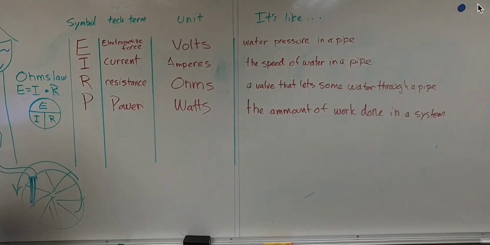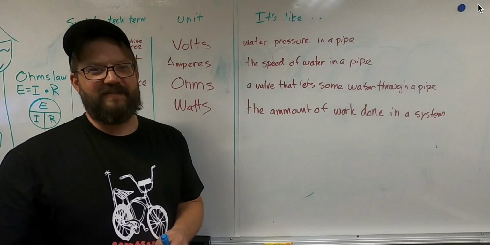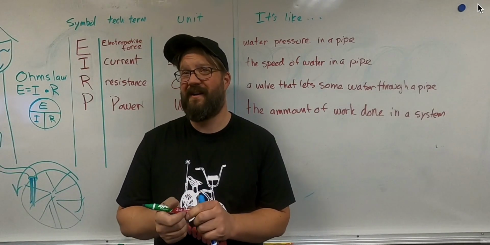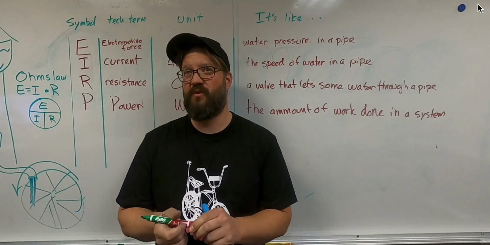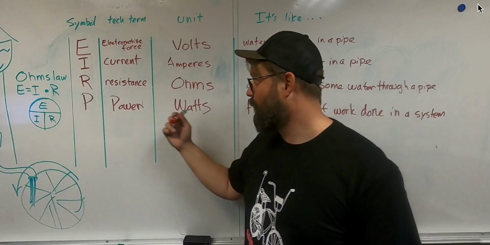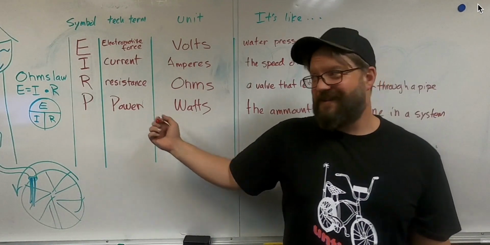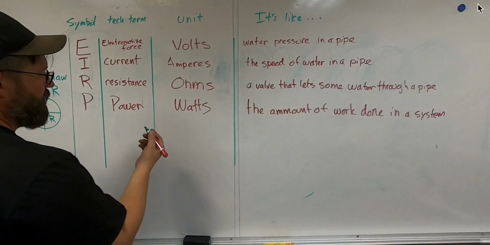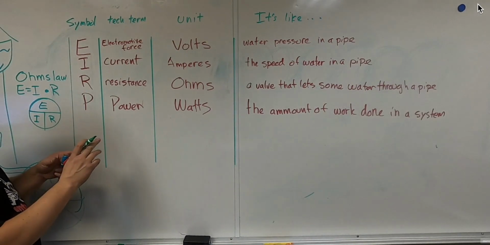EIRP. There you go. Those are the ones. So watts is technically the amount of work done in a system in terms of joules per second. But it lets us also work P into this stuff also. Here we go. We're going to make something that's called power formula.